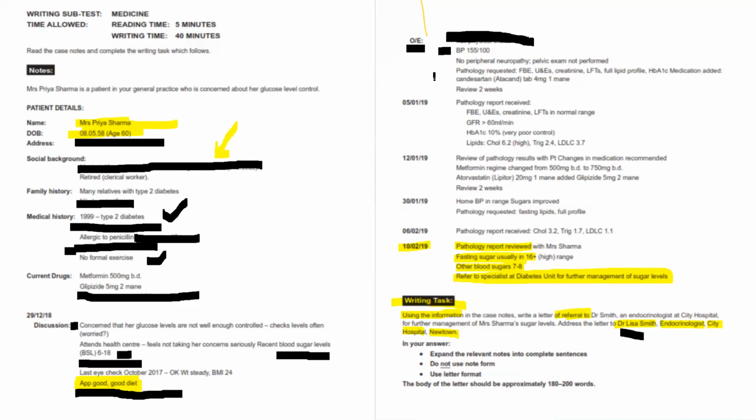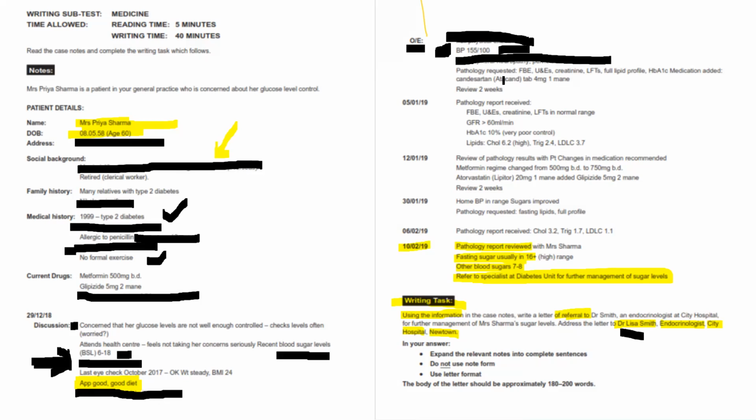Because in examination, we are talking about a thing with examination, not a thing happened or done from the patient in his home, while here a physical examination was performed. Okay, no peripheral neuropathy. Pelvic exam not performed. I think it is not important. Not important.